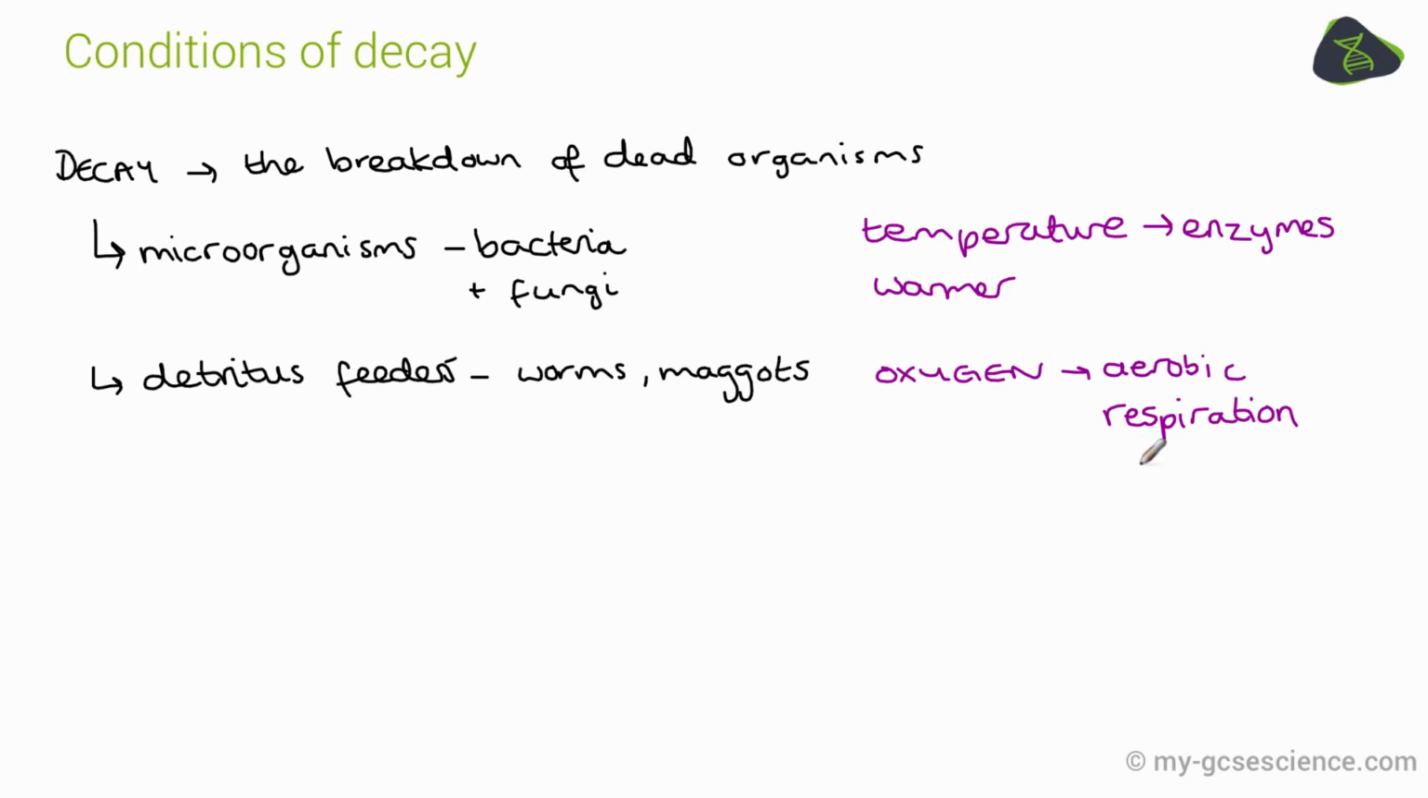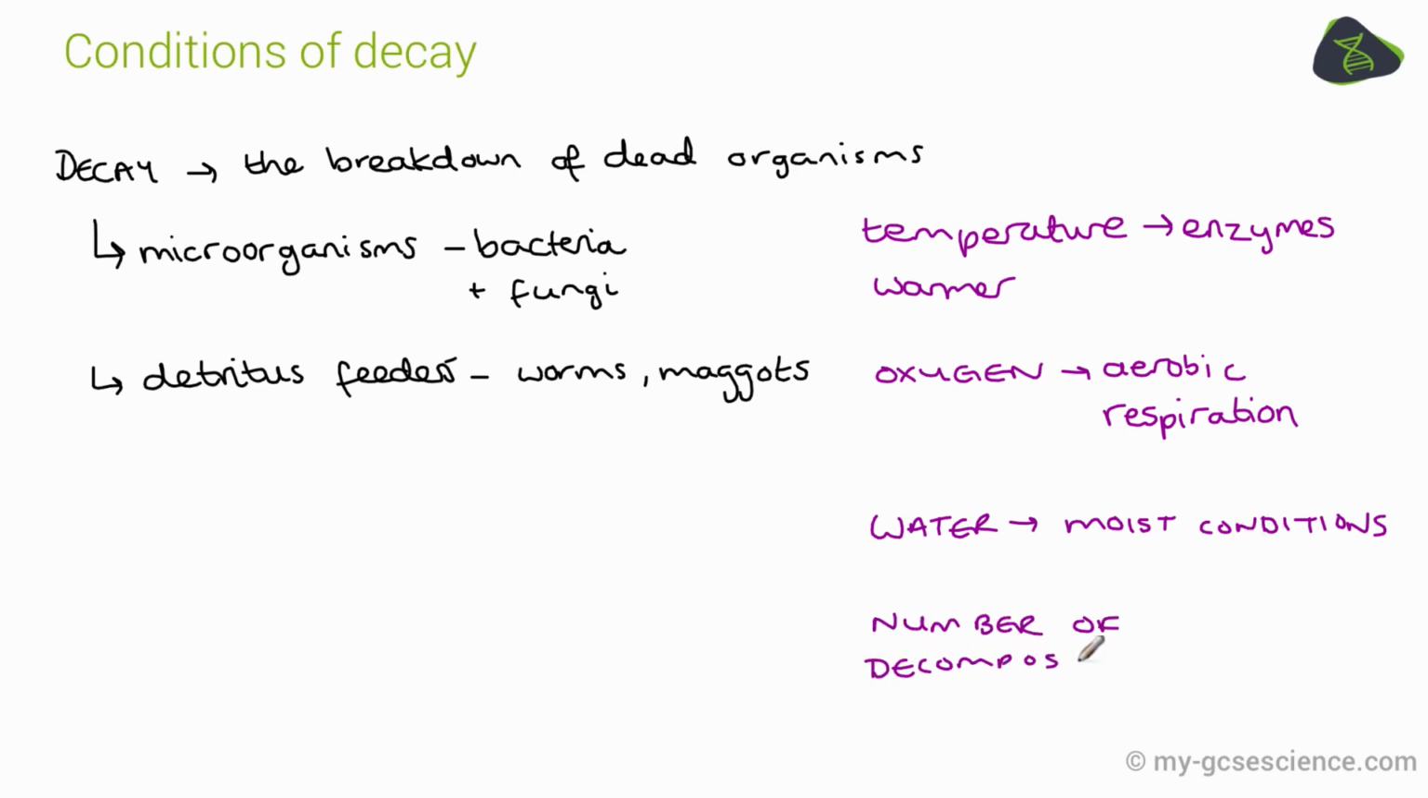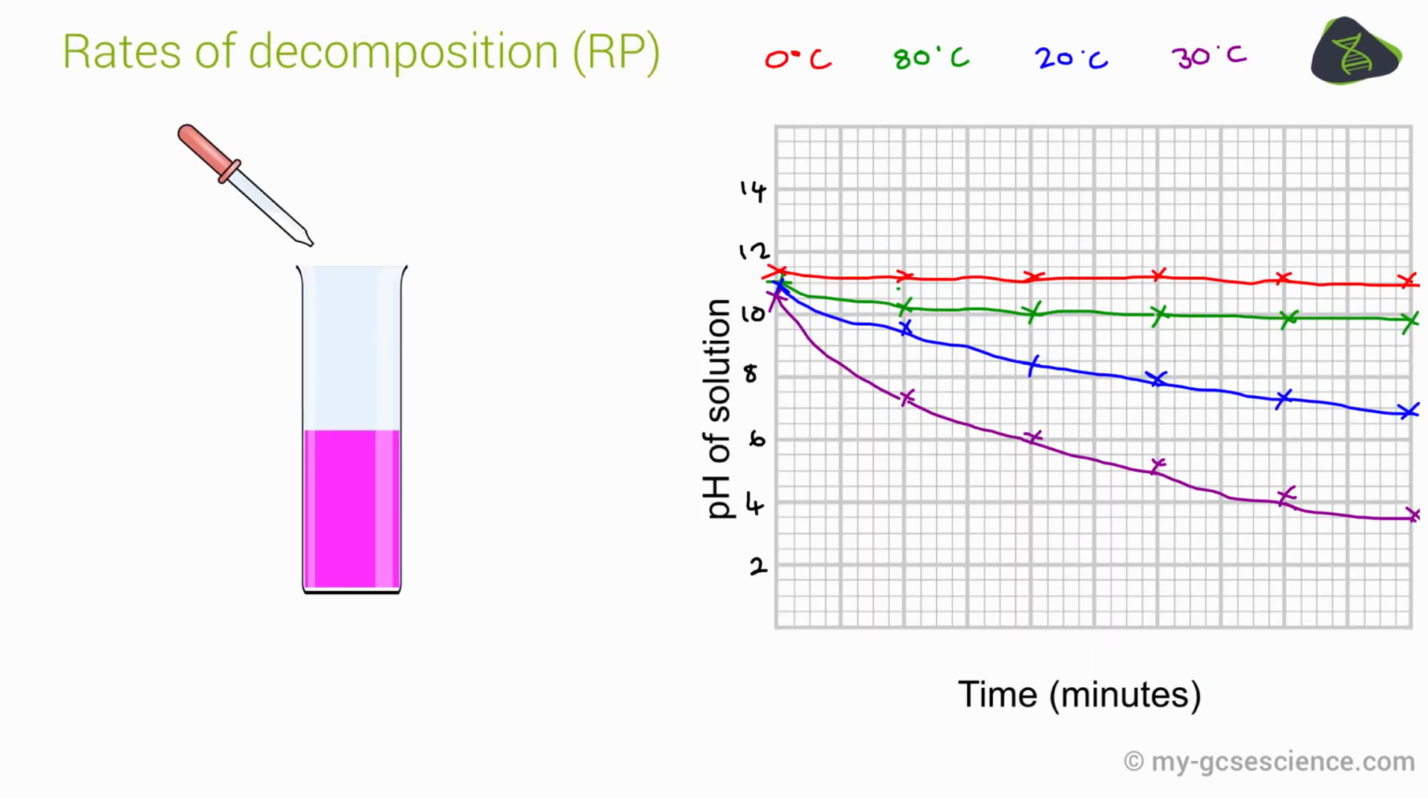How much water is available? Water is needed for many biological processes, so in moist conditions decay is faster. And also the number of decay organisms. The more of these you have, the faster the rate of decay. One of these factors constitutes one of the required practicals for the course, and that is to investigate the rate of temperature on the decomposition of milk.